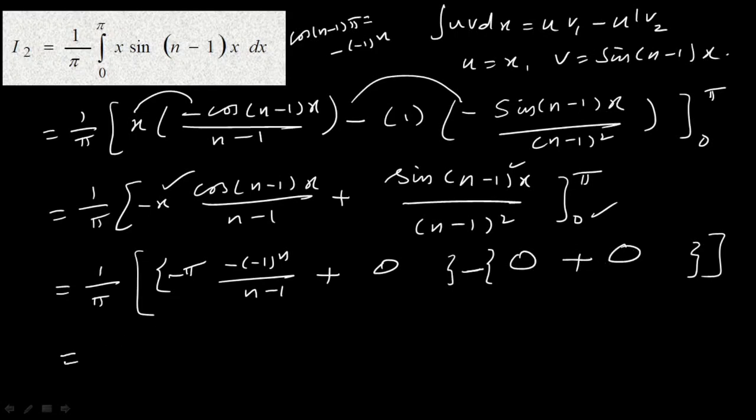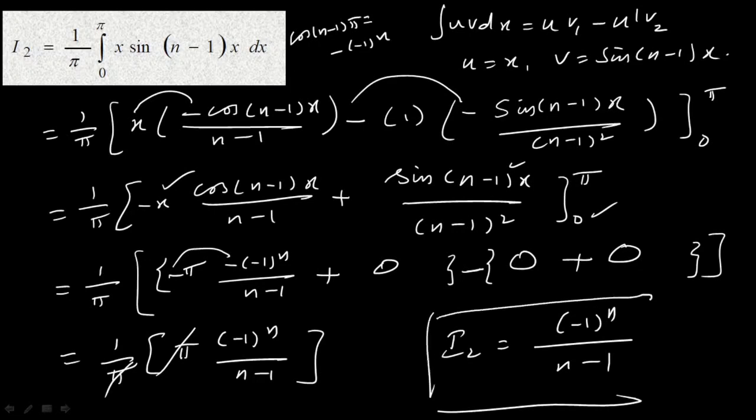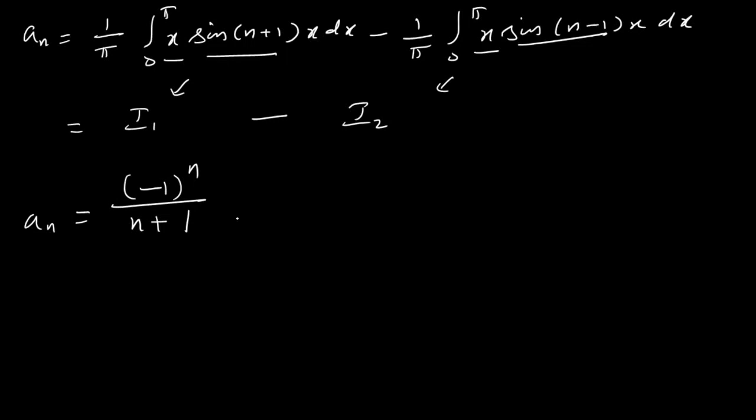So you have only 1 by pi. These two minus become plus. So you have pi of minus 1 whole power n divided by n minus 1. What happened? Pi and pi being cancelled. So you get only I2 as minus 1 whole power n divided by n minus 1. So this is the value of I2 we calculated just now. So let me substitute here. Minus 1 whole power n divided by n minus 1, isn't it?